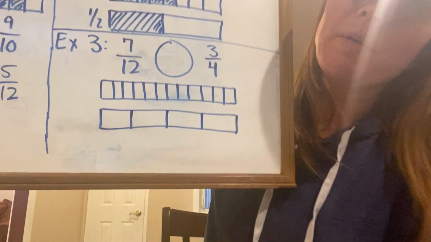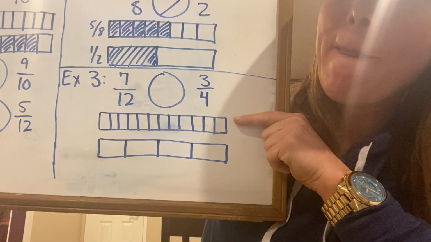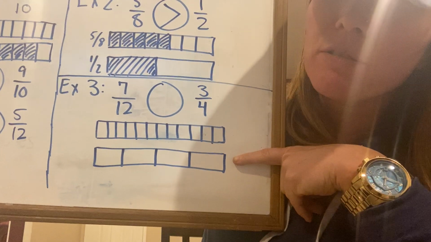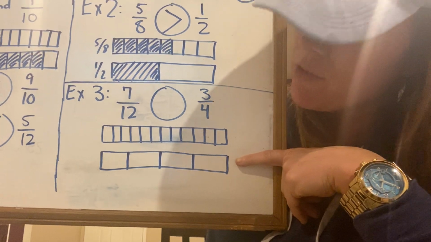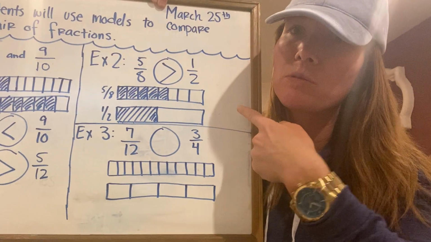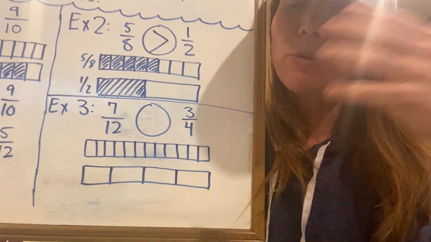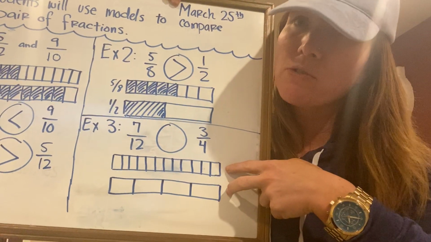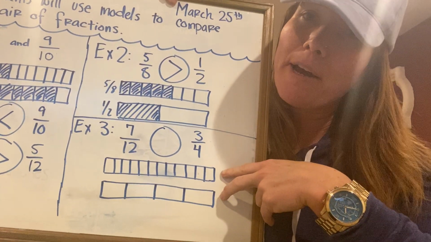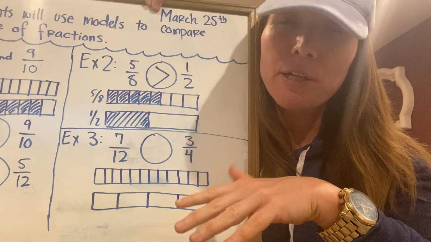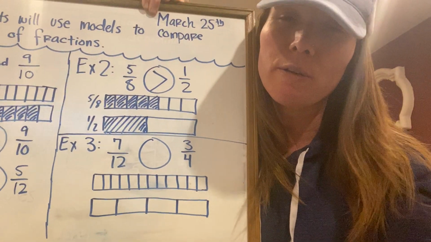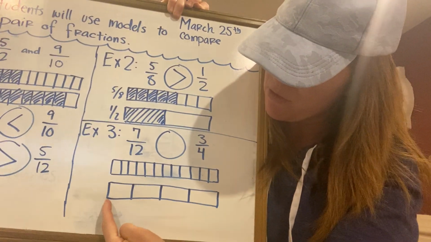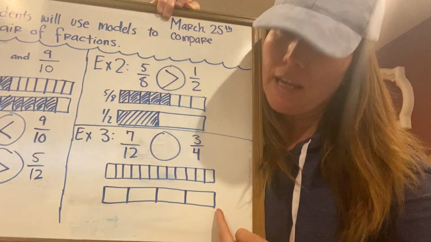Okay, so here are my models. This first rectangle is gonna represent the fraction 7/12, and this rectangle is gonna represent the model of 3/4. And again, I didn't mention this in example 2, but just a reminder, when you're doing this method of comparing fractions, it's very important that your models are the same length. If they're a little off, that's fine, but if they're significantly longer or shorter than your other model, it's not gonna work. So notice mine start at the same spot and they end at the same spot.